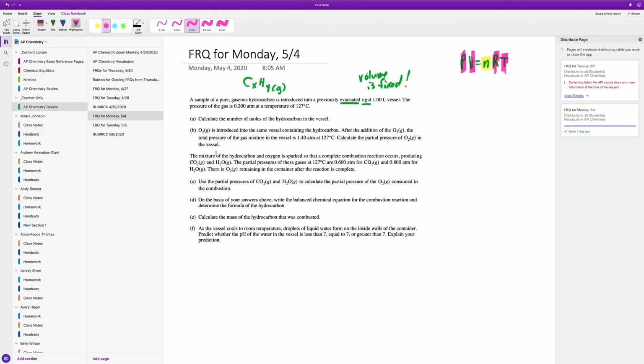We introduce some oxygen into the same vessel. Is the volume going to change? No, the volume is fixed. It's a rigid container. So after the addition of oxygen, the total pressure is up to 1.4 atmospheres. Same temperature, higher pressure. We're going to use Dalton's law of partial pressures here. Key term is partial pressure.